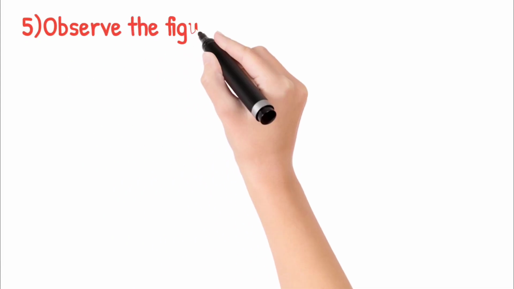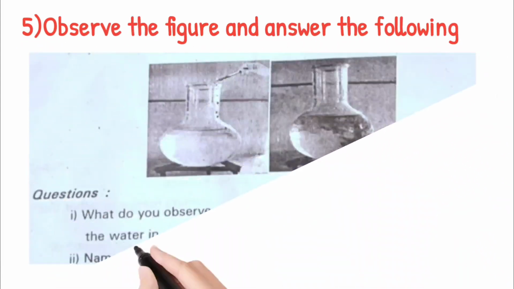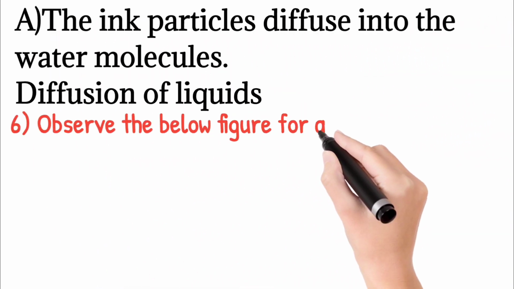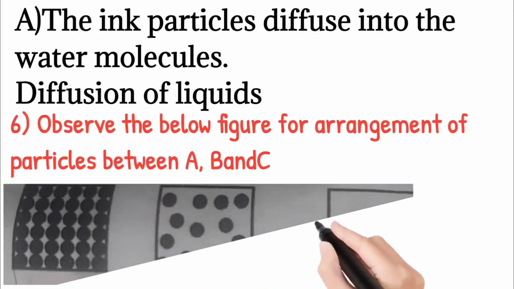Now the fifth question is to observe the figure and answer the following. What do you observe after adding a drop of colored ink to water in a round bottom flask? Name the activity performed in the above figure. What will you observe in this? The ink particles which we are adding diffuse into the water molecules. The ink particles diffuse into the water molecules, and it is diffusion of liquids. What will we name this activity? Diffusion of liquids.